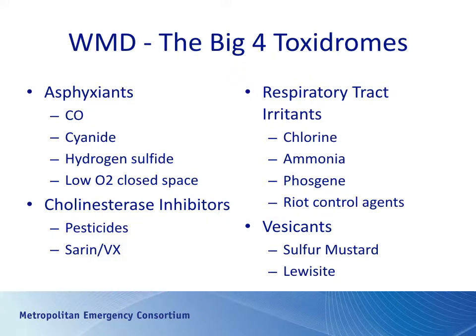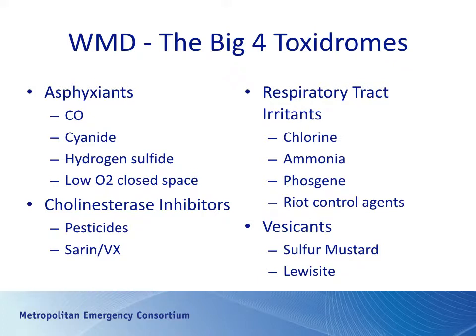You can also think about low oxygen in a closed space, although that's usually not due to a weapon of mass destruction. We also talk about the cholinesterase inhibitors, the pesticides, sarin gas, VX, and the others. There are those respiratory tract irritants. They've been using some of those over in Syria, such as chlorine gas, ammonia, phosgene, and then some of the riot control agents, such as, somebody's been maced.